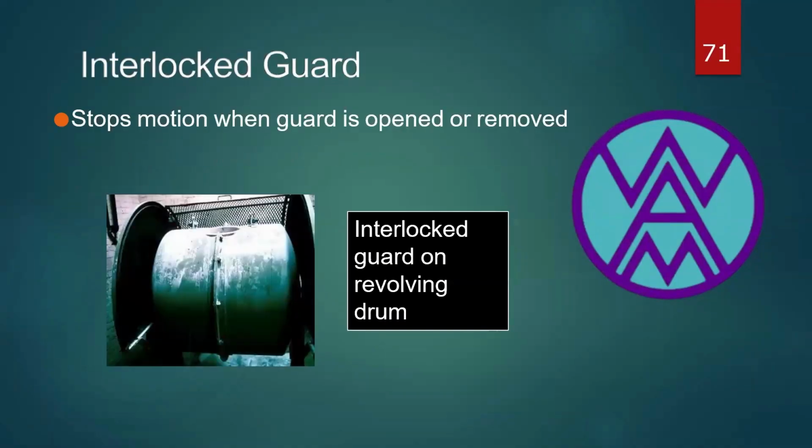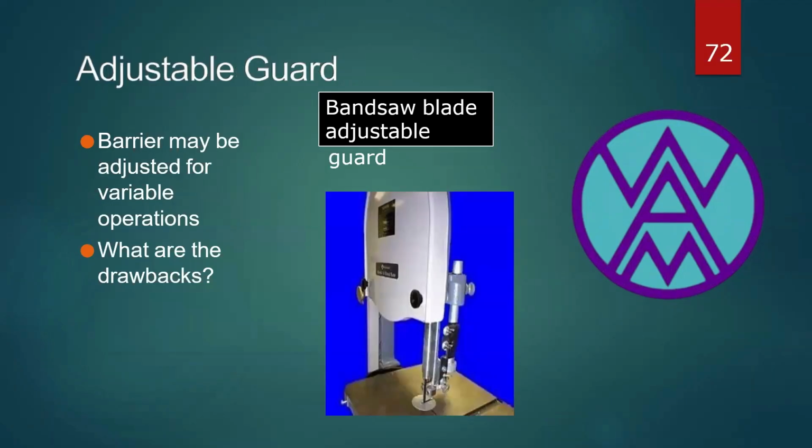Interlock guards, these are such guards that if you try to remove the guard, the machine will stop itself. Like the new juicer machines, you may have seen that function. If you try to remove the upper part of it, the machine stops, even if the switch is on, because of the interlock guard. Adjustable guard or self-adjusting guard, such guards can be adjusted as per requirement. Like if this is a bandsaw, and I'm trying to cut a small piece, it is possible to cut in such an area.